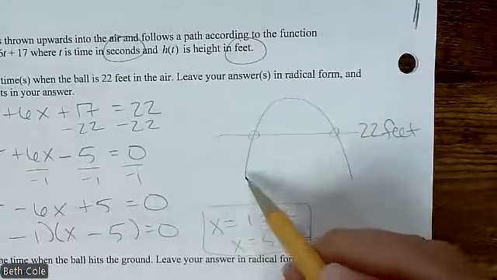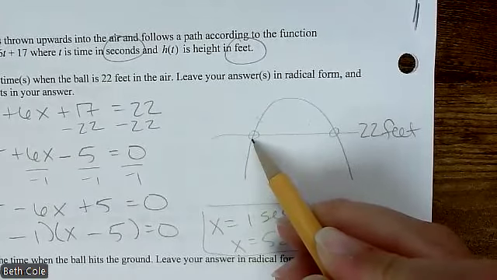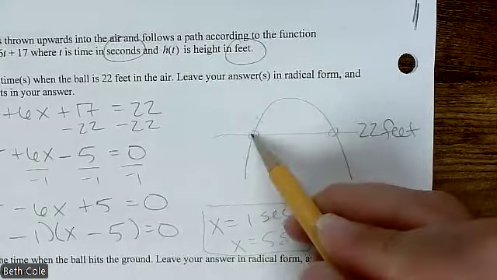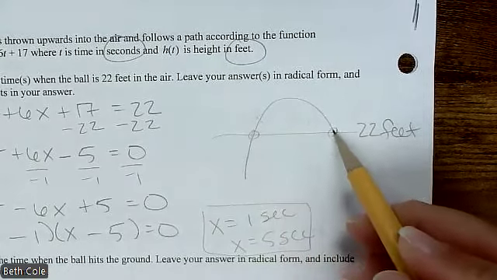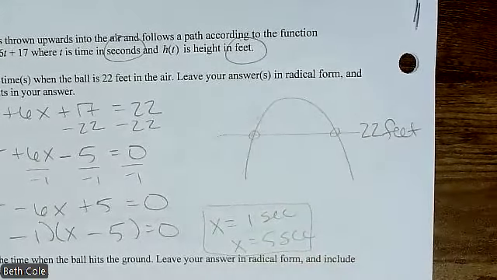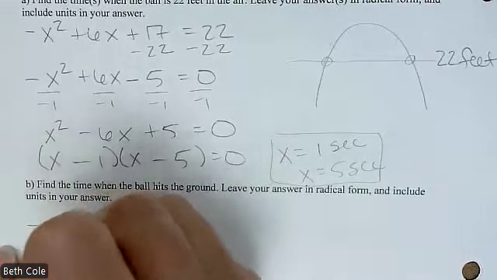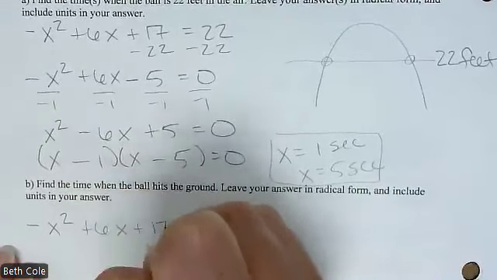What's going up in the air? Right, so it goes up through 22 feet and then it goes through 22 feet on the way back down as well. Cool. All right, and then last one. Hits the ground. That means we're going to take the equation and set it equal to what? 0.